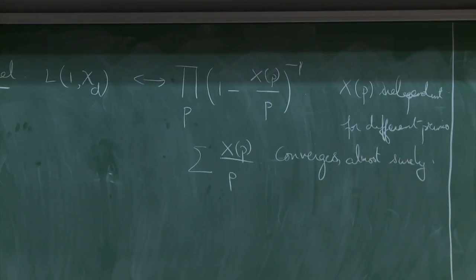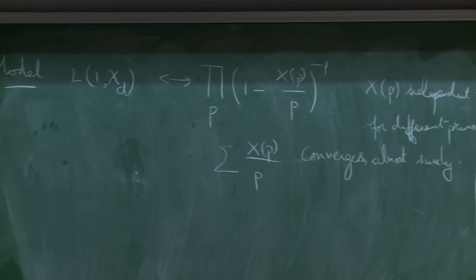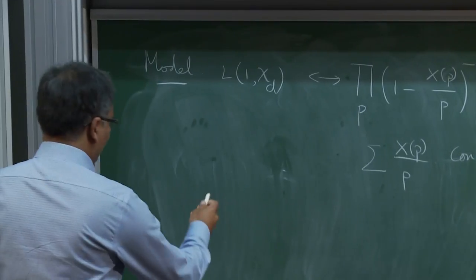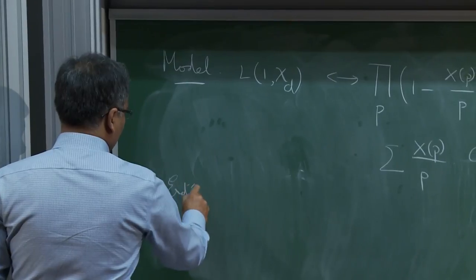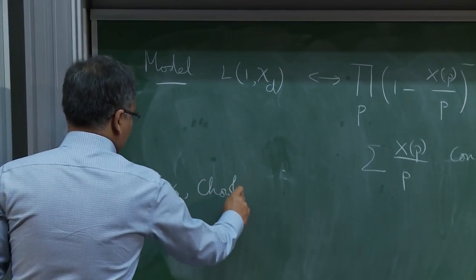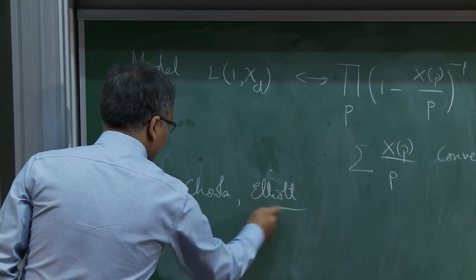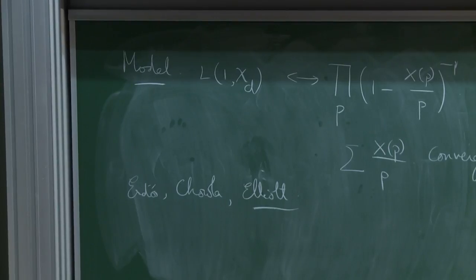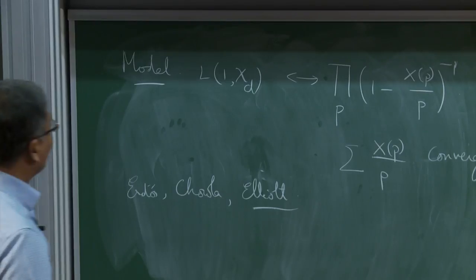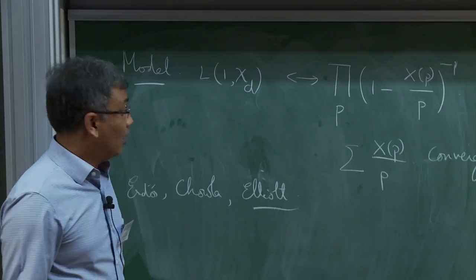So this model has been studied in the context of understanding L1 chi d for a long time. Maybe it goes back to work of Erdős and Chowla, and also Elliott in the 70s. And they proved that L1 chi d has a nice distribution function, a smooth distribution function. So you can compute the probability that L1 chi d is bigger than, say, 10, or the probability that it's less than 1 over 100.